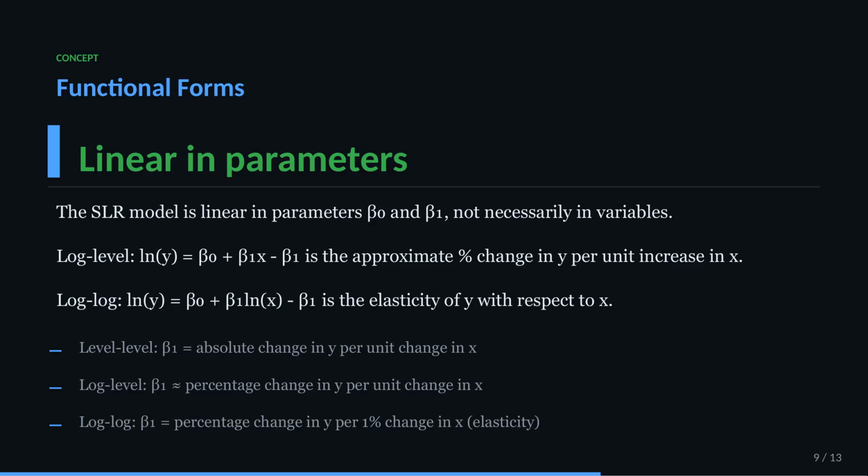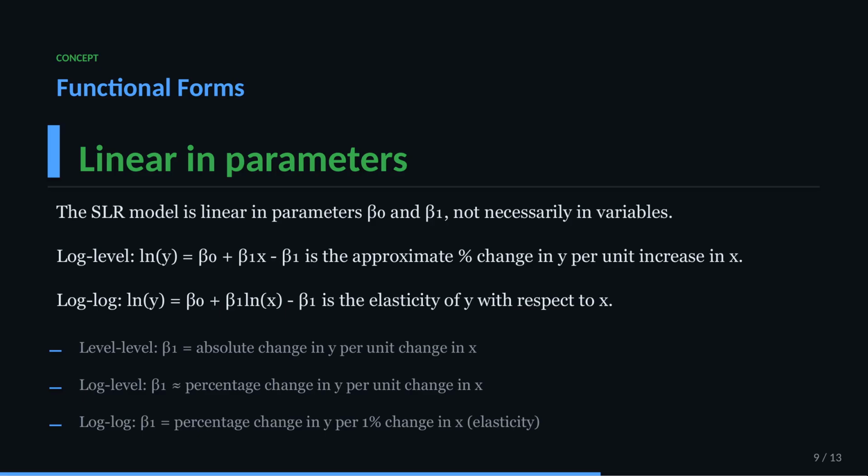Functional forms matter because regression is linear in parameters, not necessarily linear in variables. In a level model, beta 1 is the change in y from a 1-unit change in x. In a log level model, beta 1 is approximately the percentage change in y from a 1 unit increase in x. In a log-log model, beta 1 is an elasticity, so it tells us the percentage change in y from a 1% change in x. Logs often make interpretation cleaner and line up better with theory, but the estimation logic is still ordinary least squares, as long as the parameters enter linearly.